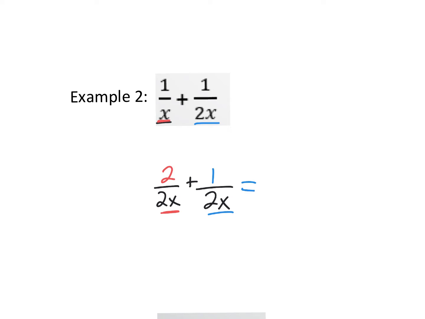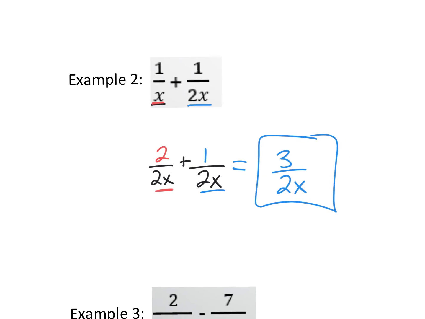So my final answer would be 3 over 2x, and will that simplify? No. Good deal.